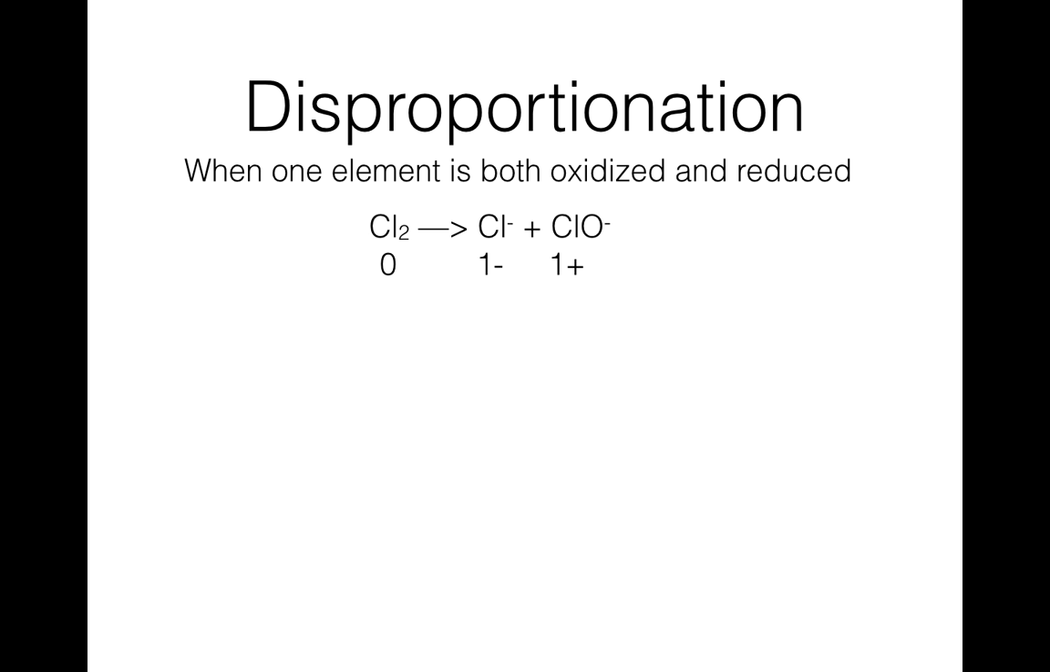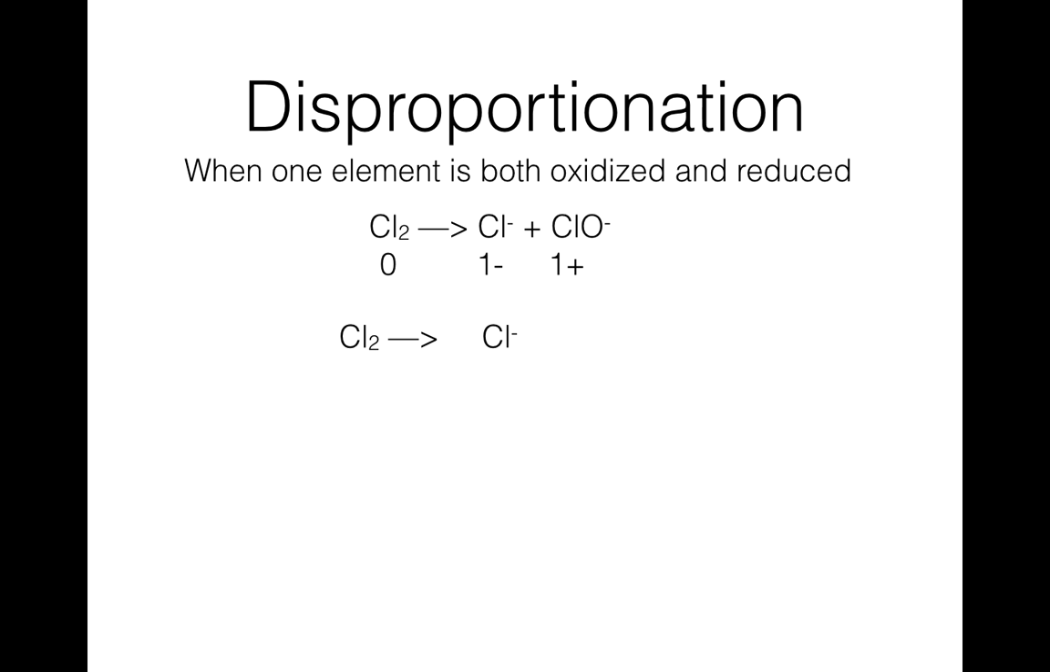So we can see that our chlorine has gone from 0 to -1, which is a reduction. It's a gain of electrons. But it's also gone from 0 to +1, which is a loss of electrons and therefore an oxidation. So we can deal with this in the exact same way that we've done the other reactions. We separate it into 2 half reactions, one for oxidation, one for reduction. So our reduction half reaction looks like this.